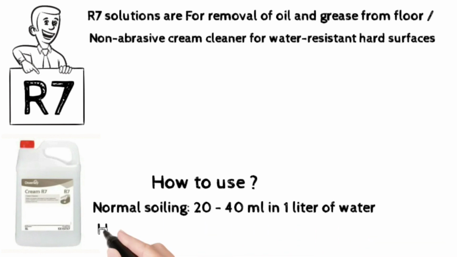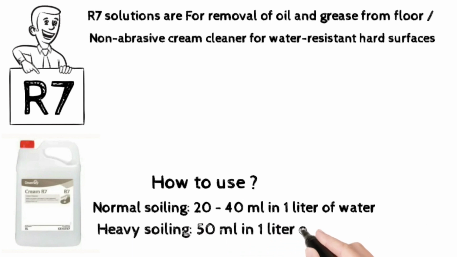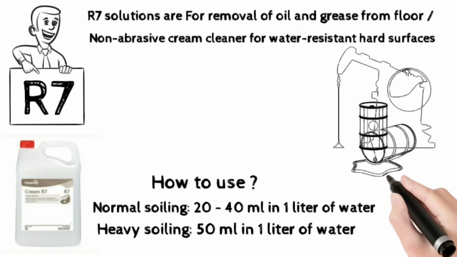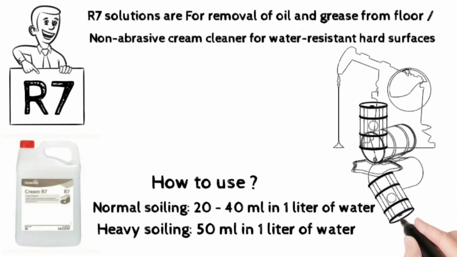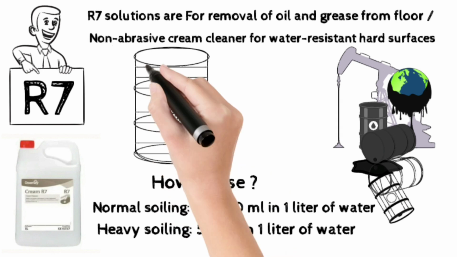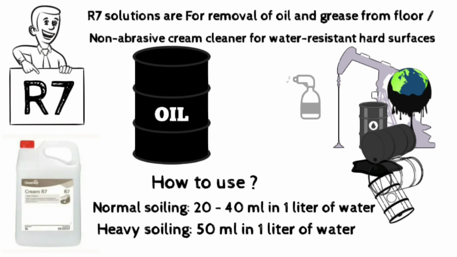Normal soiling, 20 to 40 ml in 1 liter of water. Heavy soiling, 50 ml in 1 liter of water. If it is wet mopping, take the solution, bucket and mop. Rinse the mop frequently. Alternatively, we can use a scrubbing machine and pick up the solution with a wet vacuum. This way the place will be cleaned and the stains will be removed.